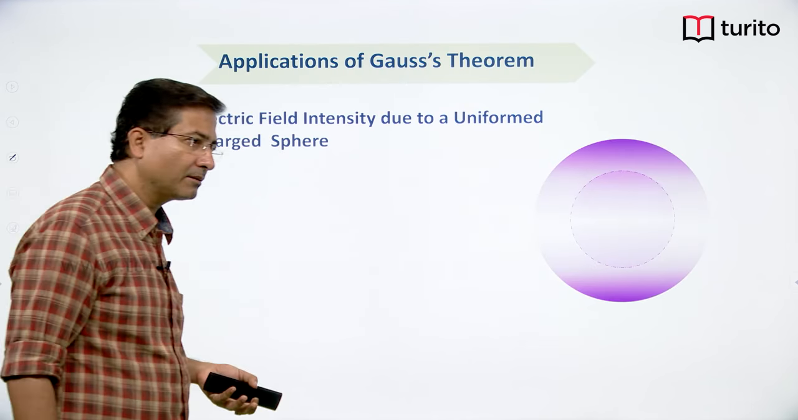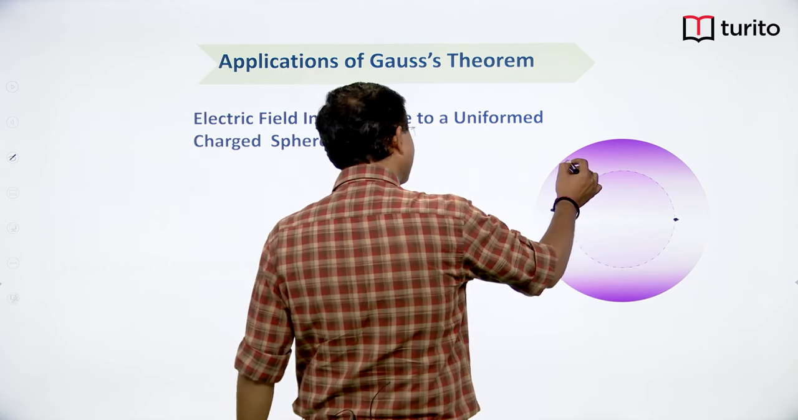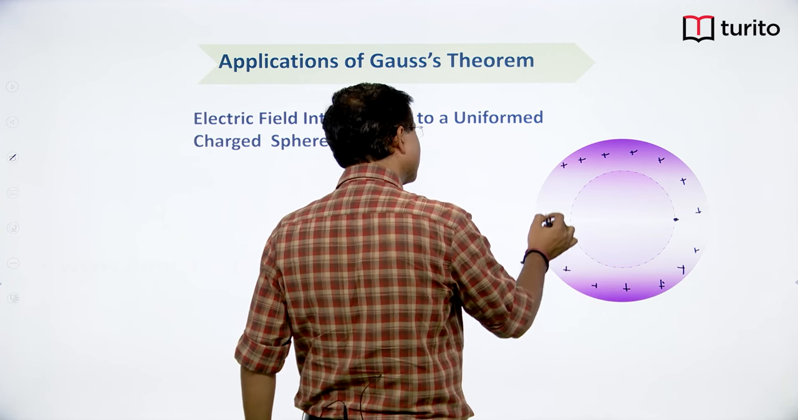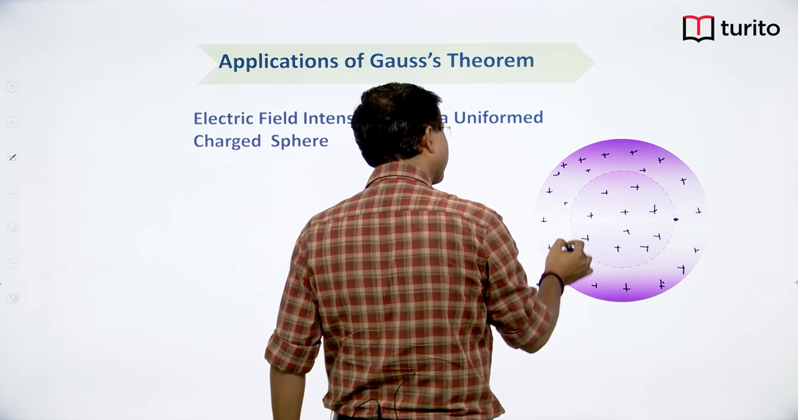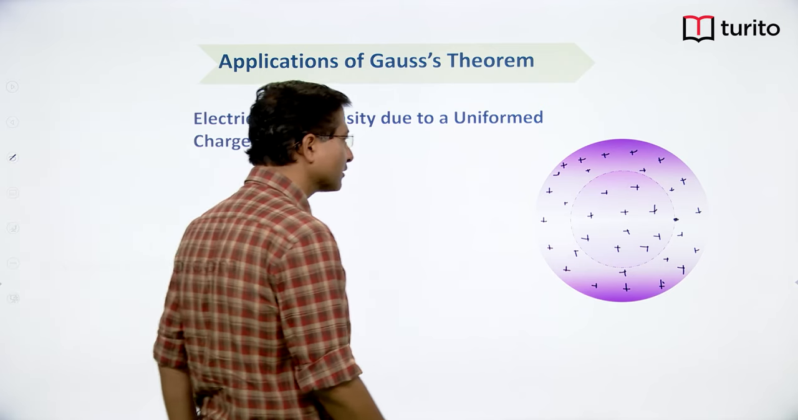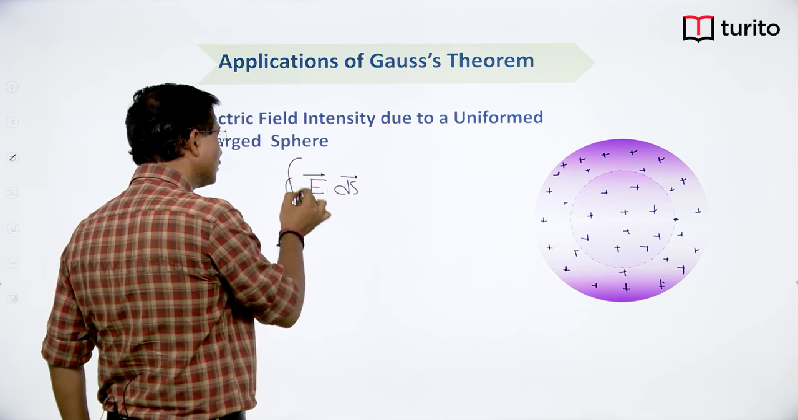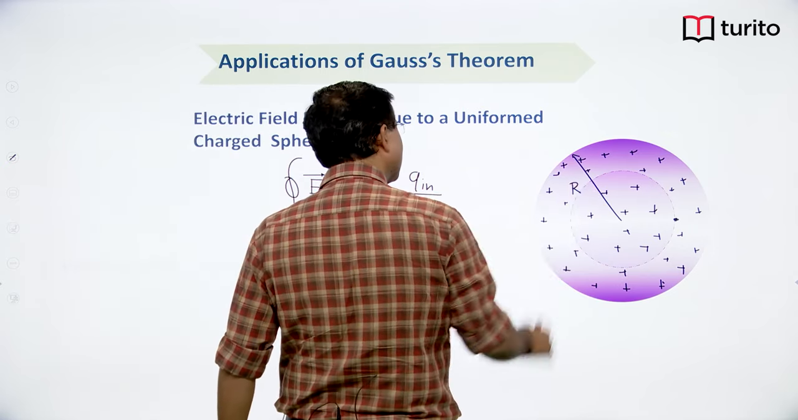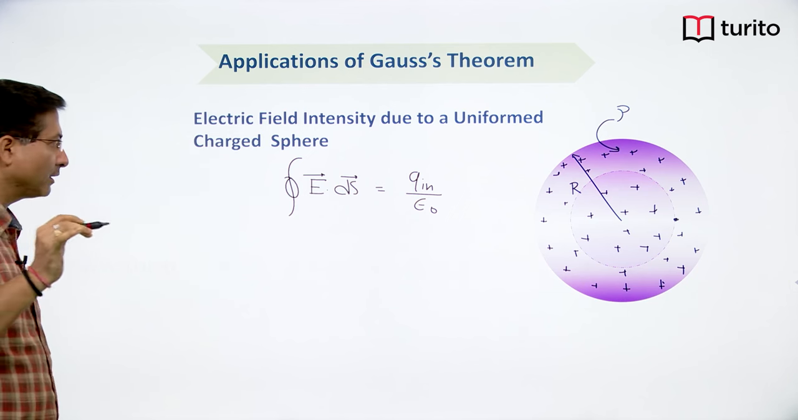So, now let us see some other application. We already know how much is the electric field at this point, if this is a positive charge, solid sphere where charge is uniformly distributed. So, charge is uniformly distributed over a sphere and I want to find out the field at this particular point. So, according to Gauss law, closed integral of E dot ds is equal to charge inside upon epsilon naught. Let the radius of the sphere be capital R and volume charge density is rho, okay. Using Gauss law, I want to find out field.